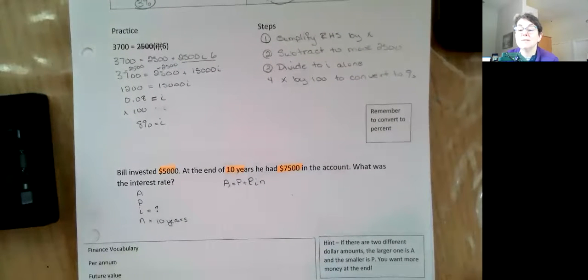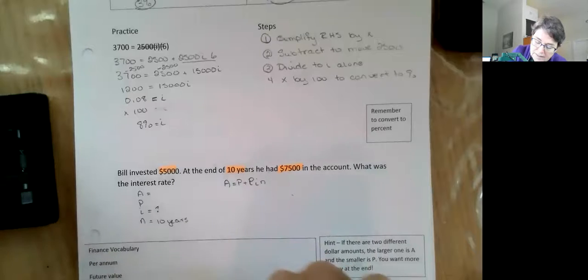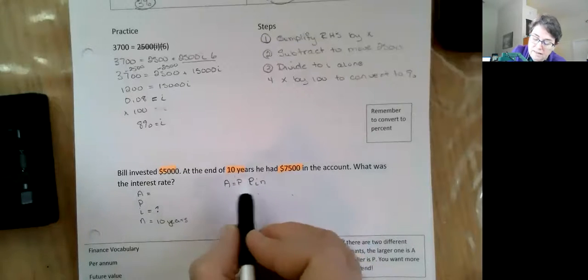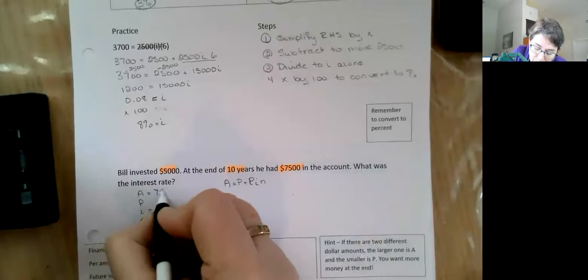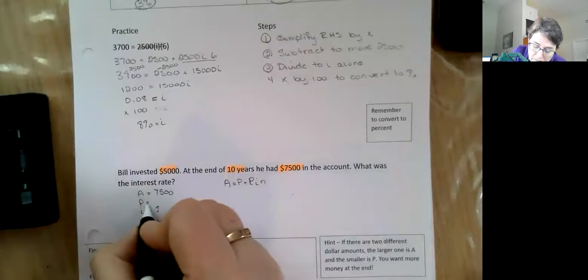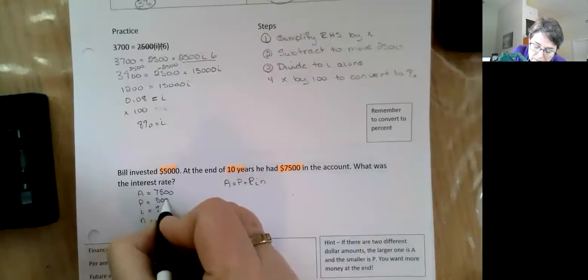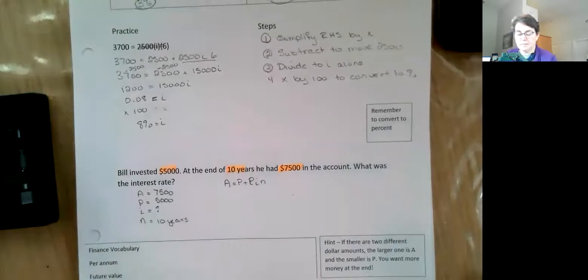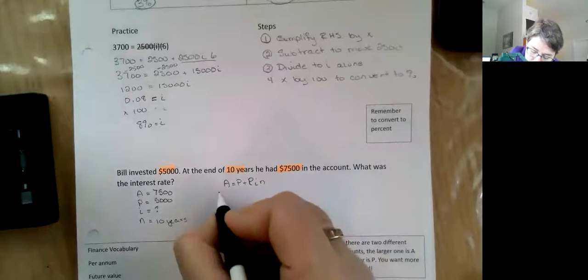And there's a little hint down here at the bottom. And a real super easy way to tell the difference is whichever is the bigger of the two. If you have two amounts of money, the bigger one is going to be the amount at the end, right? That makes sense. It says at the end of 10 years, you have that. And there we go. Now we can plug our numbers in.